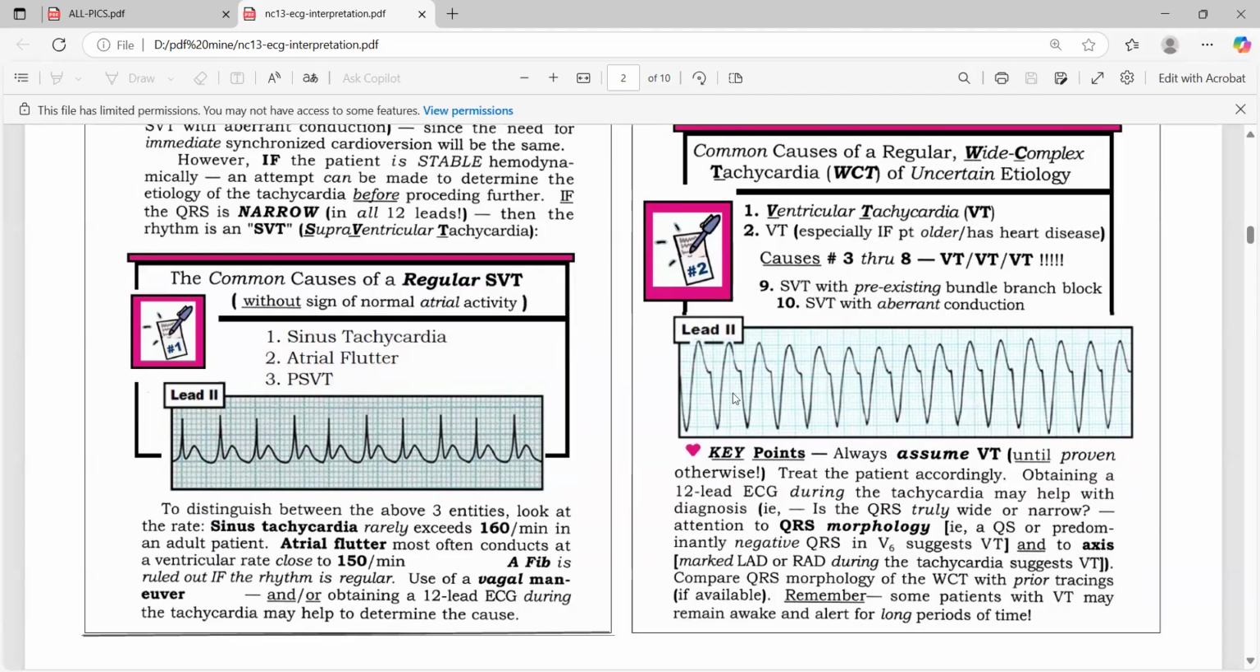So we are checking this one. Where do you check for the rhythm? Okay, one thing that I forgot to tell you: where are you going to check the rhythm? Lead 2 is the one that helps you check the rhythm, and it also gives you an idea about the rate as well.